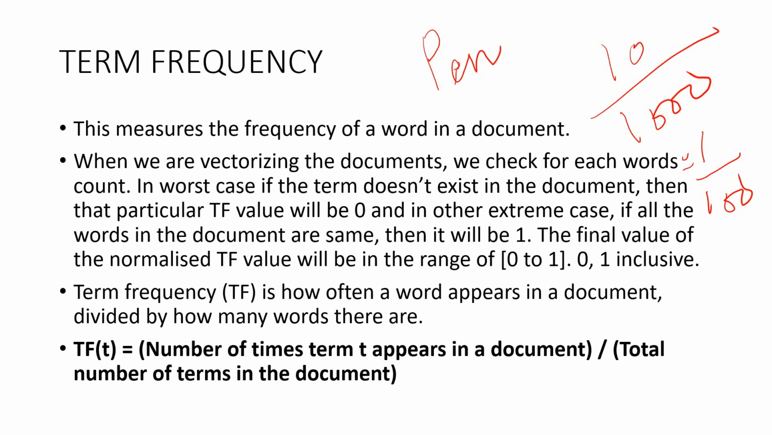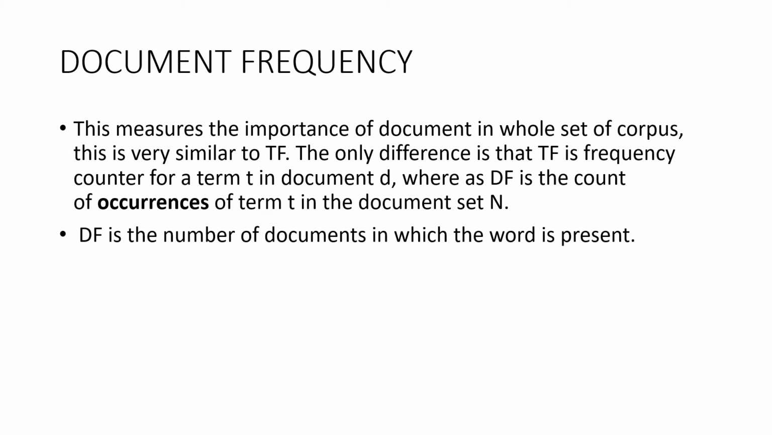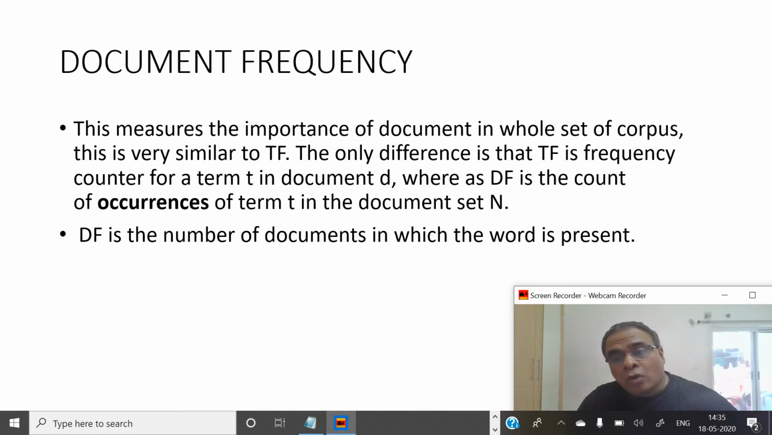This is term frequency. Now I will discuss document frequency. You rarely use it, but I will explain what it is. It measures the importance of a document in the whole corpus. This is very similar to term frequency. The only difference is that TF is the frequency counter for a term T in a document D, whereas DF, document frequency, is the count of occurrence of term T in the document set N. That means DF is the number of documents in which the word is present. So that is another term you will use in this algorithm.